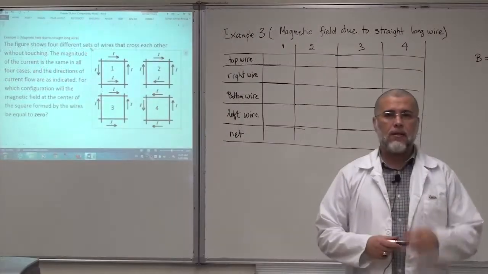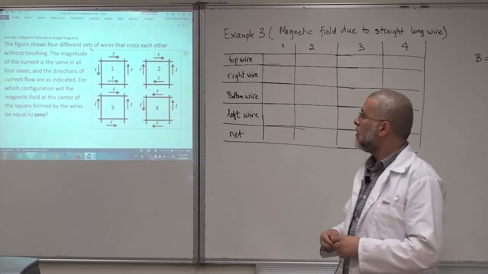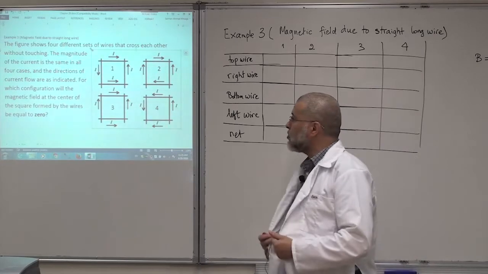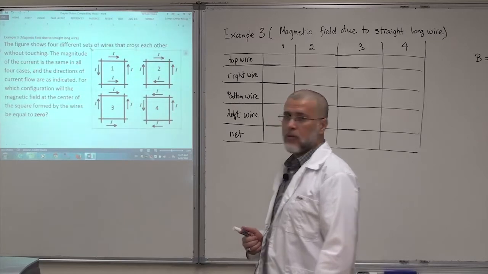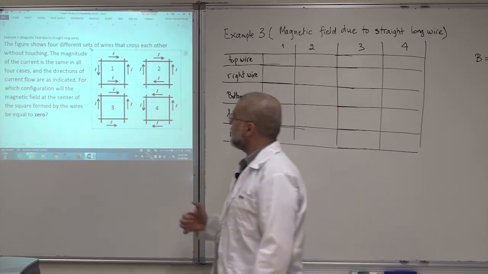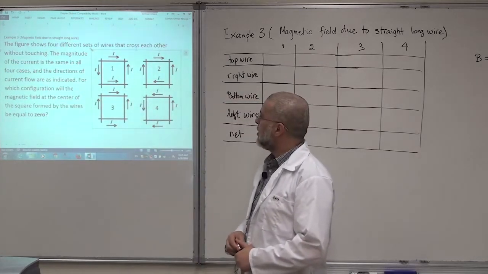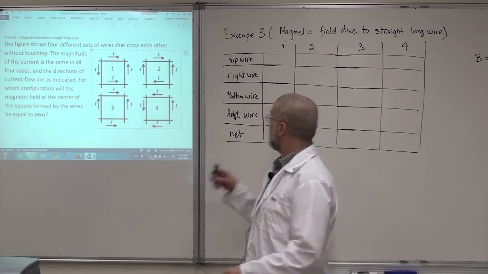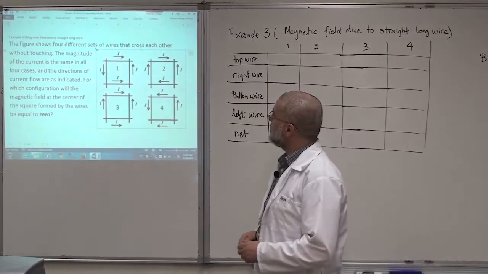Thank you. This is the last example related to magnetic field due to straight long wires, and this is a conceptual question. There are no calculations here. Conceptual questions are very important because you see some of them in exams and in your textbook, and you are supposed to be able to solve them. So we have four configurations of long wires. These wires are infinitely long, and you can use this formula to find the magnetic field magnitude. They cross each other without touching.